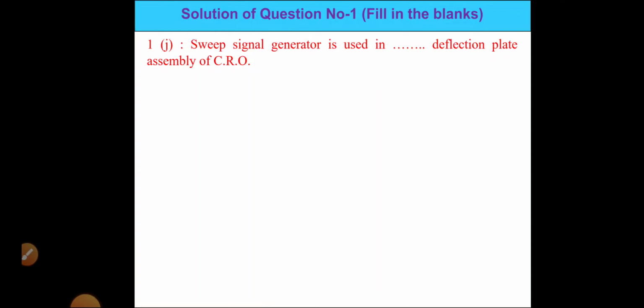Sweep signal generator is used in the horizontal deflection plate assembly of the CRO. So the answer is horizontal.